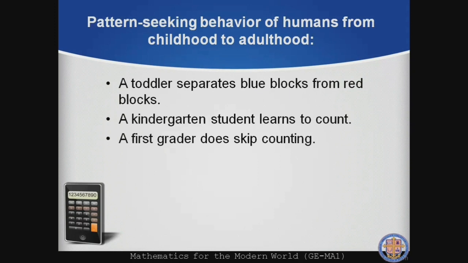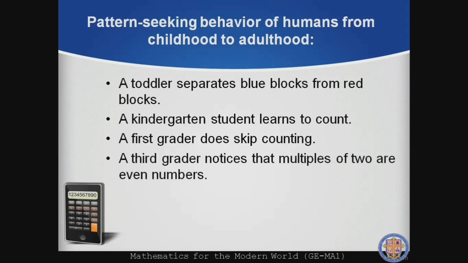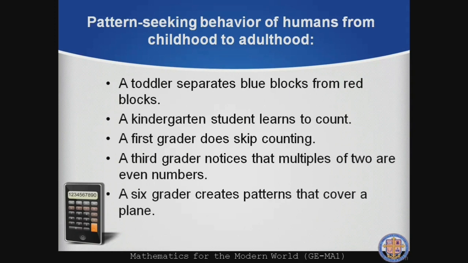A first grader, or grade 1, does skip counting. They know already the even numbers, odd numbers, multiples of 3: 3, 6, 9, 12, 15, 18, and so on and so forth. Third grader, grade 3, notices that multiples of 2 are even numbers. So they know already if a number can be divided by 2, that is an even number. Example, 1,000. Can you divide that exactly by 2? Yes. 500, 500. So that is an even number.